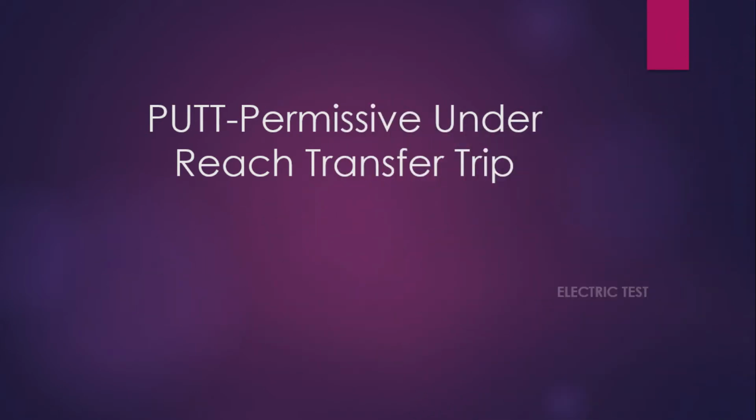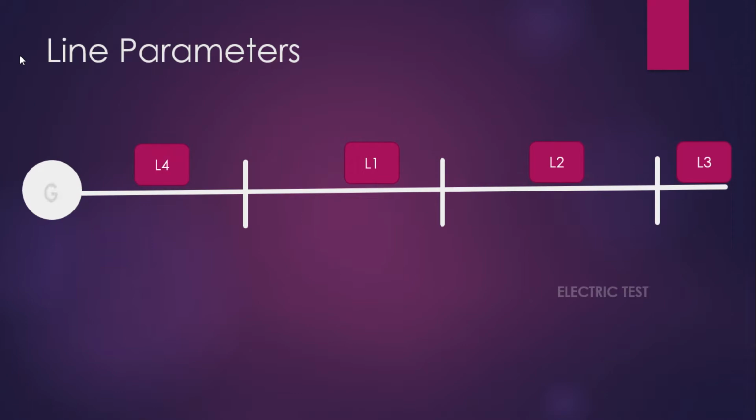Today we are going to see PUTT, that means Permissive Underreach Transfer Trip. Before entering into the topic, we have to know what distance protection is. Actually, distance protection is used to find out fault location by the value of line impedance. How to find out line impedance? We know the fault voltage and fault current. By using these values, we can easily find out fault impedance.